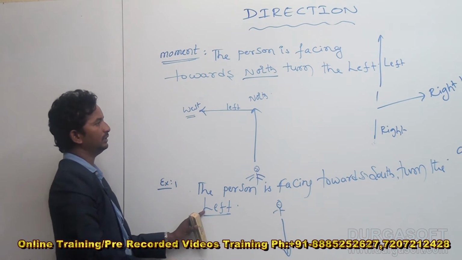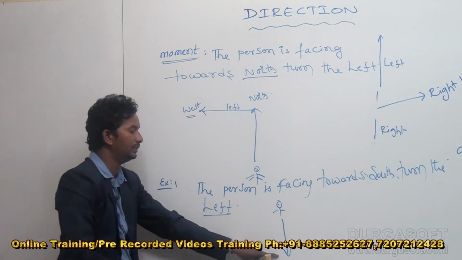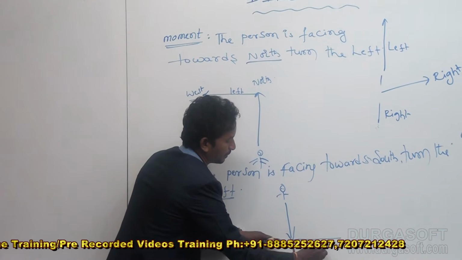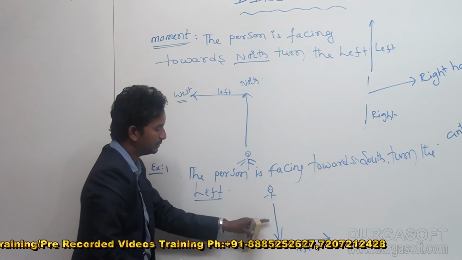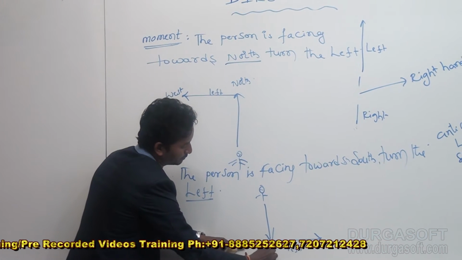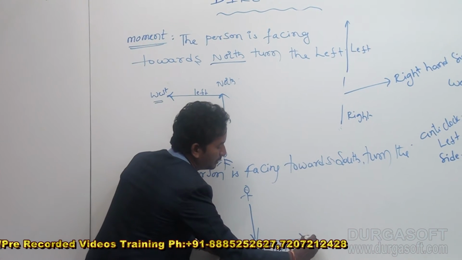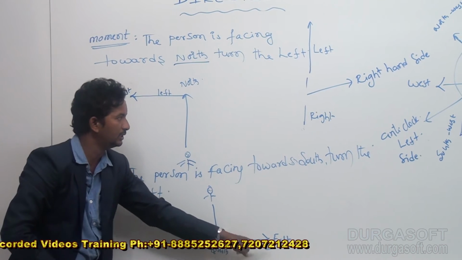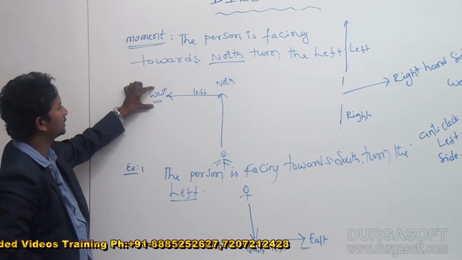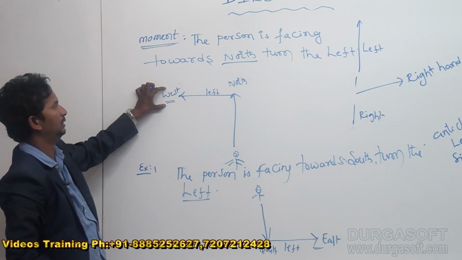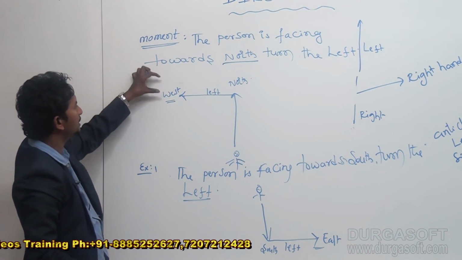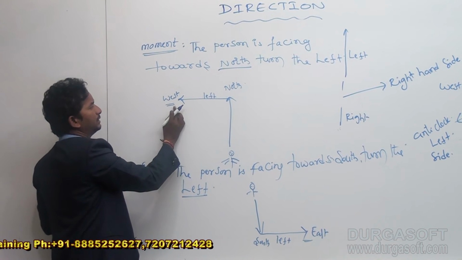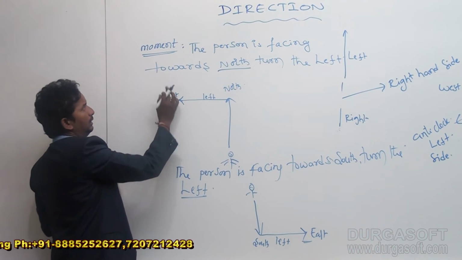Turn left, left of south. Now south, this is the left. So now this is the south. South left, it will come in the east. So finally the man is facing towards the east. Now the movements are here. Different directions the person is moving.